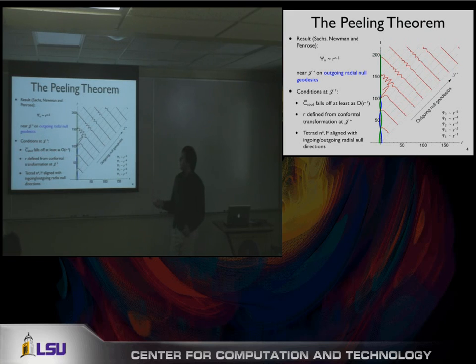The definition of the radius, for example, the radial coordinate that we're talking about here when we say r, is defined with respect to some conformal transformation at scri plus. We don't even have scri plus on our grid. So we cannot directly verify these conditions. The other important thing is that these tetrad vectors, the n and l, which I said were ingoing and outgoing, should be aligned with the radial null directions. And these would be outgoing and ingoing at scri plus. And as I said, we don't have scri plus on our grid. So those are not things which we can compute directly.